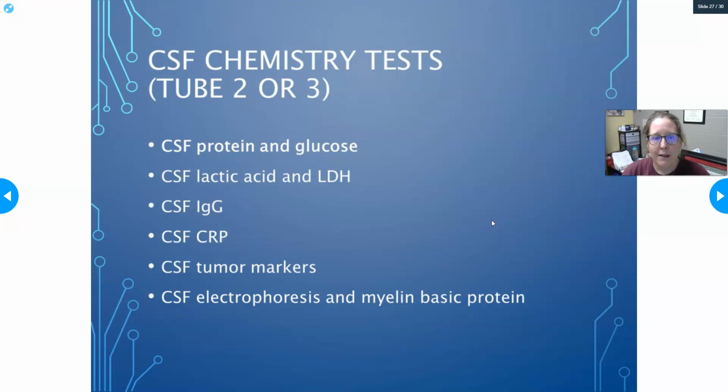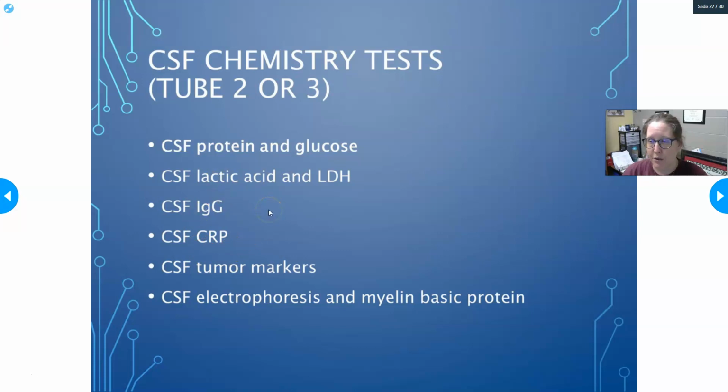In chemistry tests, often the CSF protein and glucose are done, looking for abnormally high protein or abnormally low glucose. You can also do spinal fluid lactic acid, LDH, IgG, CRP, tumor markers, electrophoresis, and myelin-basic protein. With electrophoresis and myelin-basic protein, you're mostly looking for possible autoimmune, multiple sclerosis type processes. Tumor markers, obviously, you're looking for cancers.